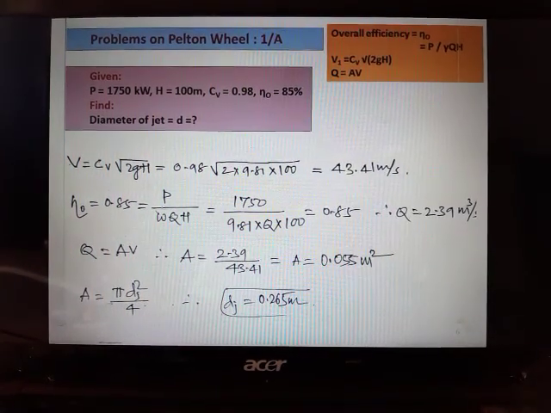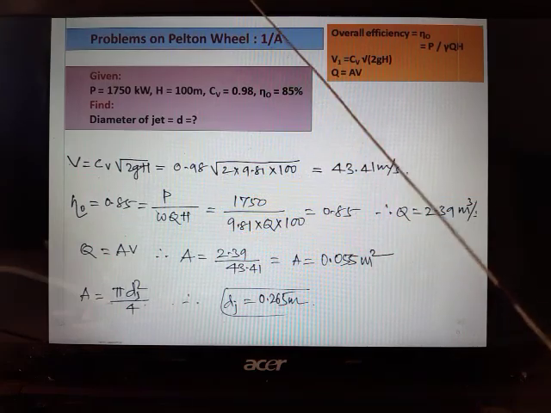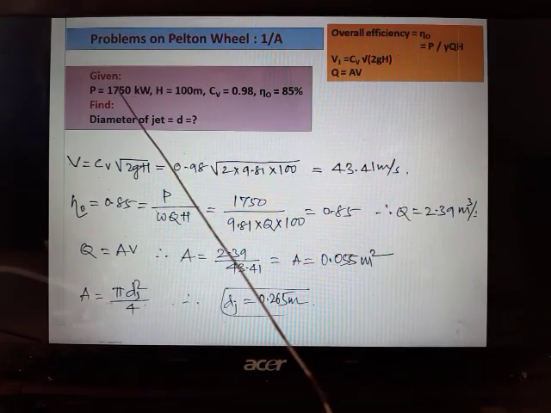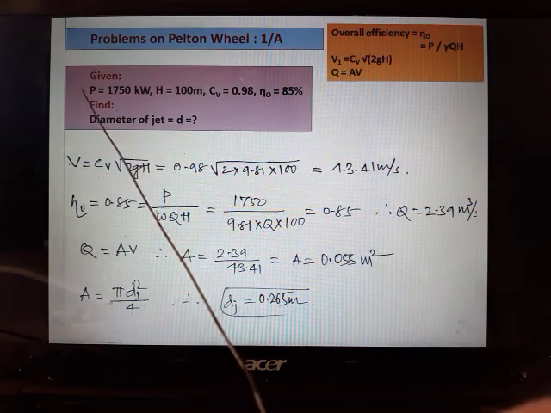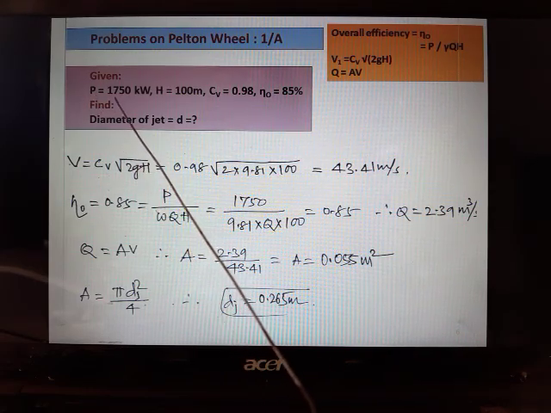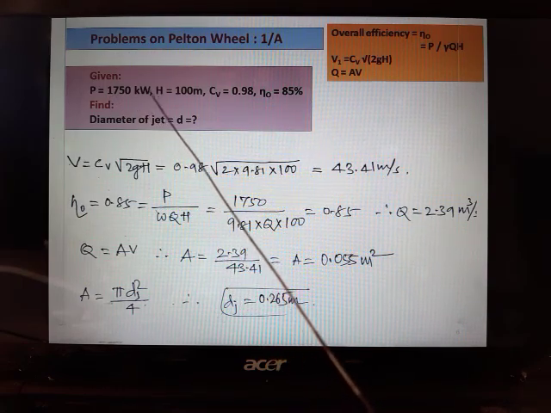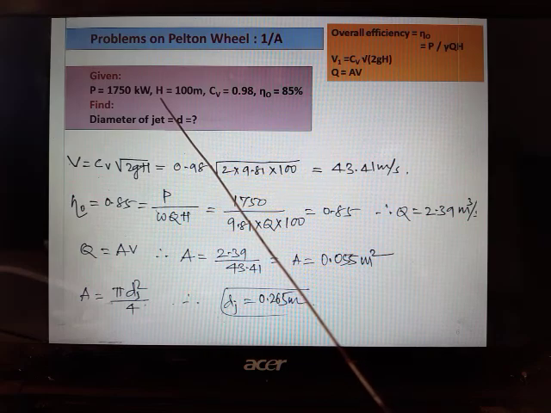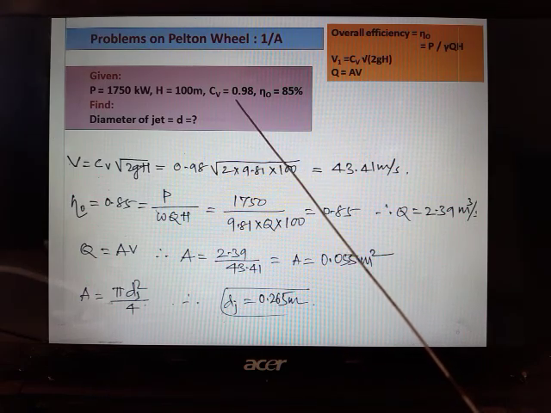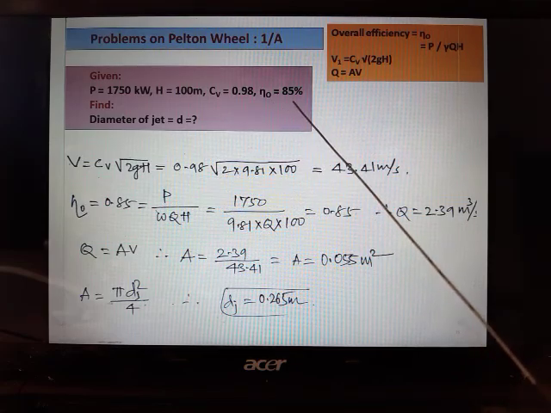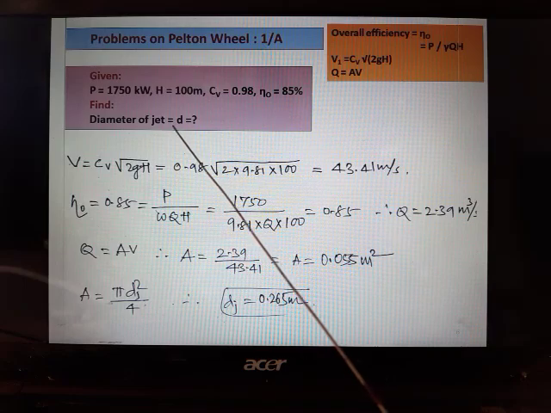So here problem A, the first page. The problem I have not written, but the data given is power. P means it is power at the shaft. Required is 1750 kilowatts under a head of H equal to 100 meters. CV, coefficient of velocity, 0.98. Overall efficiency 85%. To find, we have diameter of the jet d.